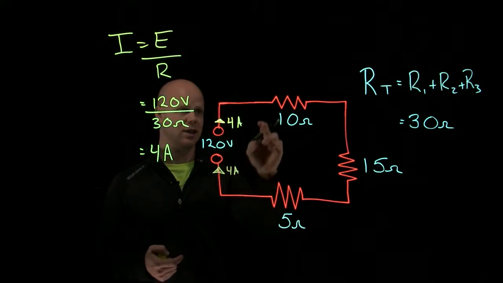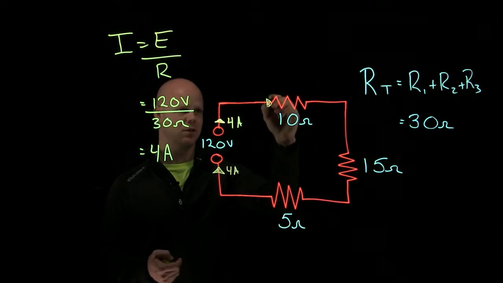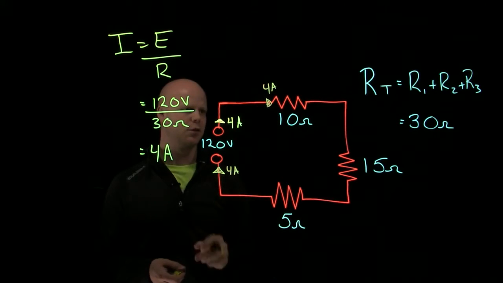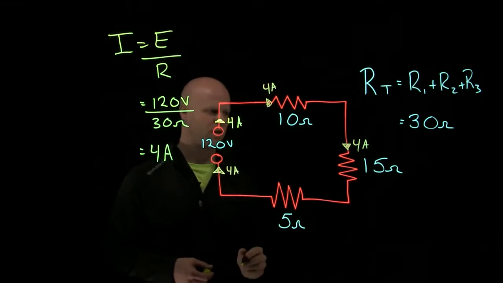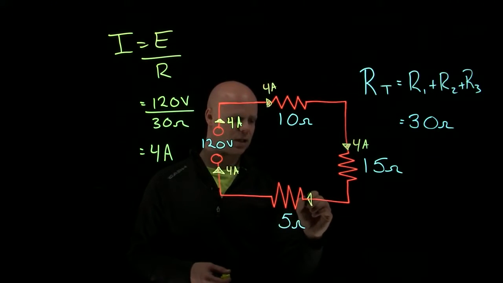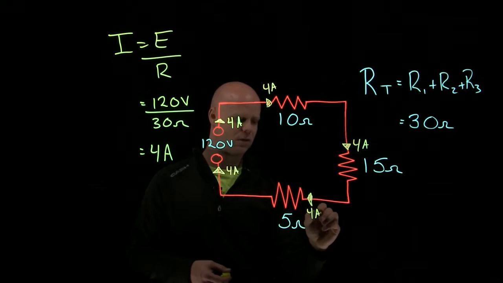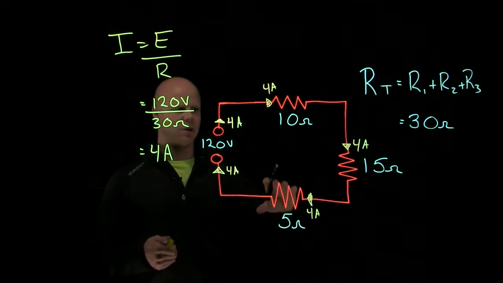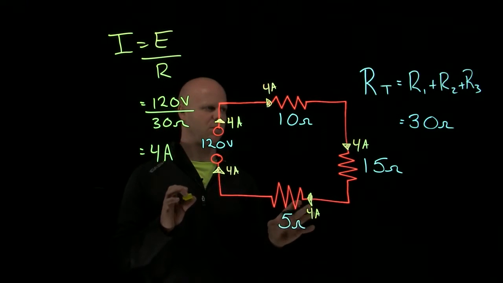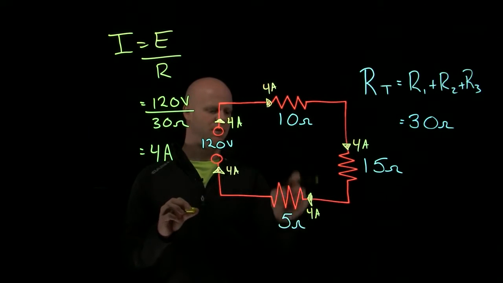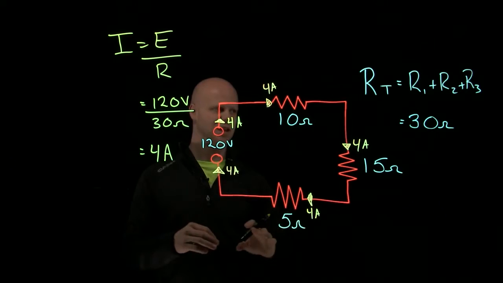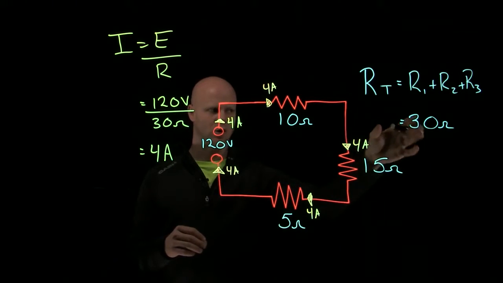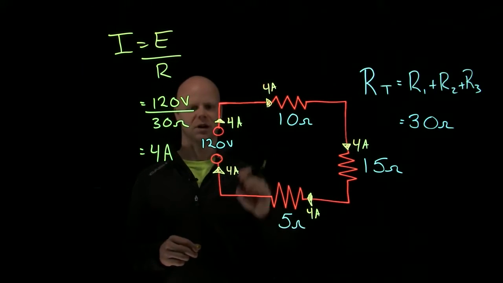So if we look at that, that means 4 amps has to be flowing through that first resistor. It would be the current that's flowing through that second, and it would also be the current flowing through the third. The placement of these makes absolutely no difference, whether the 5 ohm resistor was first or the 10 was second. Their placement is irrelevant because their total opposition is what's going to determine the amount of current flow.